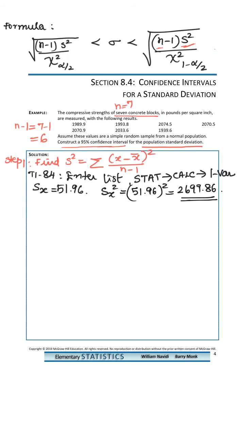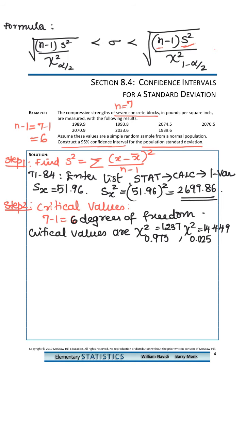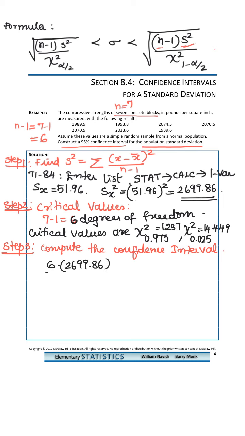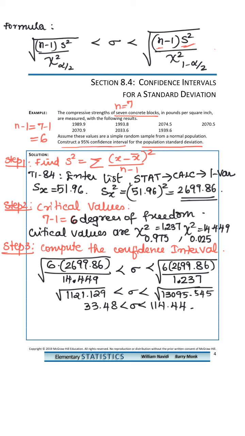Now find the critical values. With 6 degrees of freedom, the critical values are 1.237 and 14.449. And use the above formula to find the confidence interval. So replace n, s squared, and the chi-square using these values. So the population standard deviation is between 33.48 and 114.44. Now interpret the result.